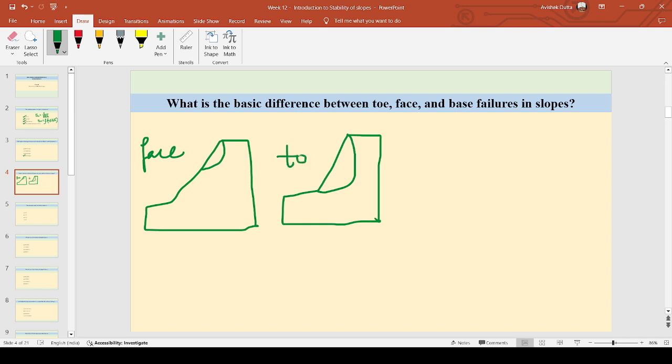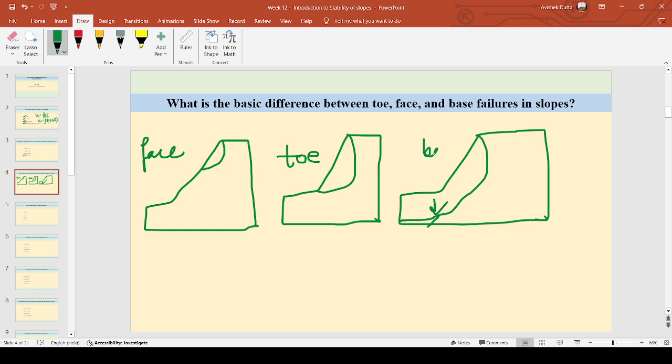This is called the toe failure. In the case of base failure, this critical slip surface goes beyond the toe. It will intersect some point below the toe. It might be at this point, it might be also at this point. It doesn't matter. Any point beyond the toe is called base failure, and this is the basic difference in the mechanism of slope failure: face failure, toe failure, and base failure.